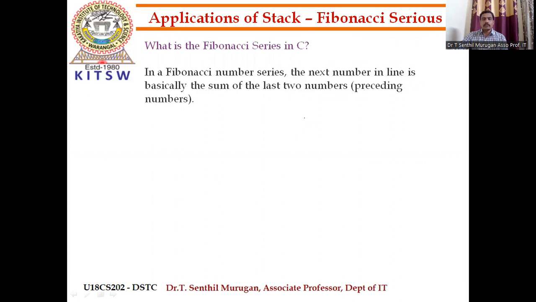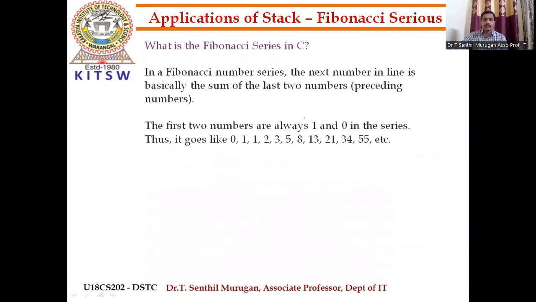So each term is the sum of the last two numbers in the series. The first two numbers are 0 and 1, as you already know. If we calculate like this: 0 plus 1 is 1, 1 plus 1 is 2, 1 plus 2 equals 3, 2 plus 3 equals 5, 3 plus 5 equals 8, and like that it continues.